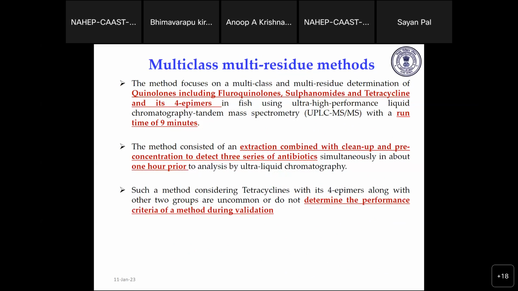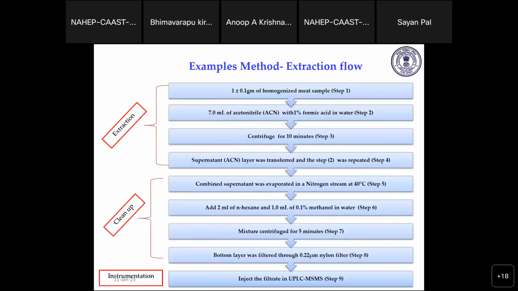So in India, this was a focus point for us. We developed a method in fish, which is now also applicable in meat and meat products, where we combined all these 3 methods. We had a good extraction method with a combined cleanup for all these 3, which took around 1 hour, and the runtime was only 9 minutes. So you can understand the time reduction from 3 groups to 1 group. It was a single test. We had 3 groups together, and we targeted around 24 antibiotic residues in one run. And just to give you a flow chart, this method is published now, so it is available in the public domain.